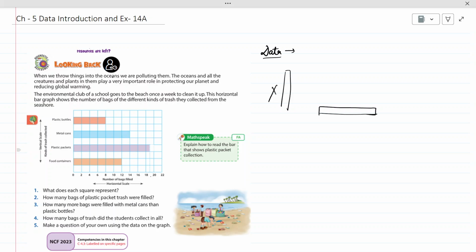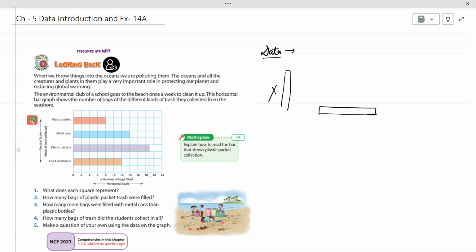When we throw things into the oceans, we are polluting them. The oceans and all the creatures and plants in them play a very important role in protecting our planet and reducing global warming. Now, the environmental club of a school goes to the beach once a week to clean it up. This horizontal bar graph shows the number of bags of different kinds of trash they collected from the seashore.